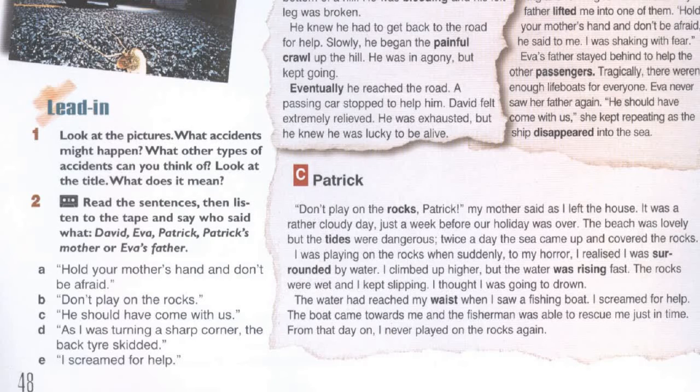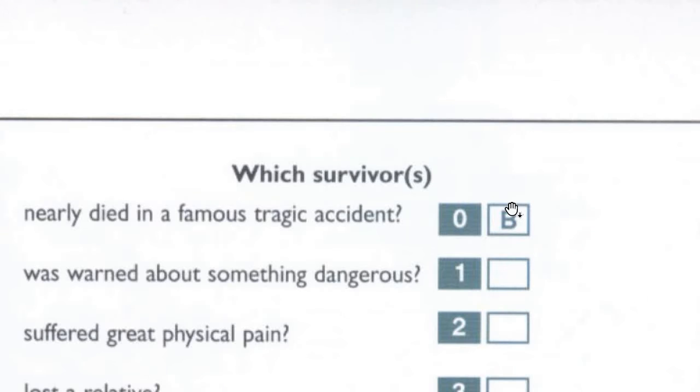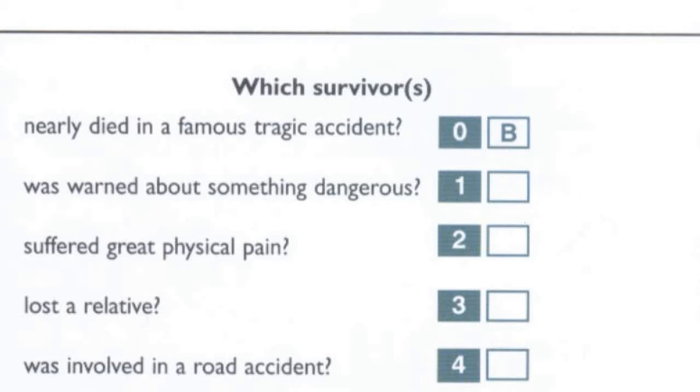We're going to move to another one. We need to focus on the expressions here, the vocabulary, and the prepositions of the information presented here. And look at here, another part. On the next page, you have a title which is written, Which Survivor? Survivor is a person who continues to exist or live. Nearly died in a famous tragic accident. Okay, famous tragic accident, Titanic.